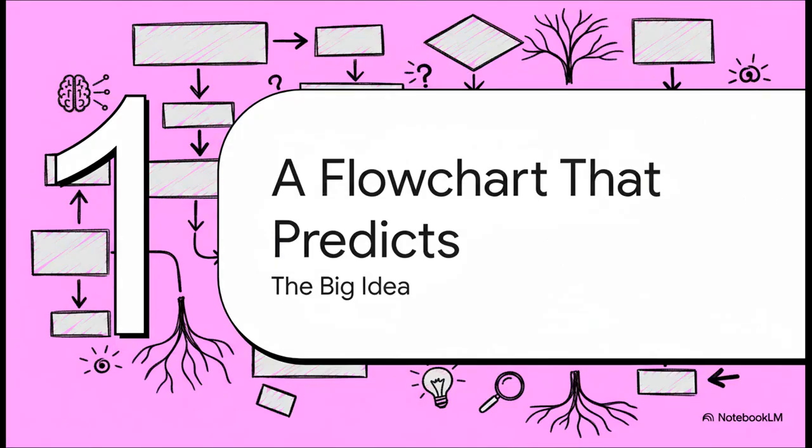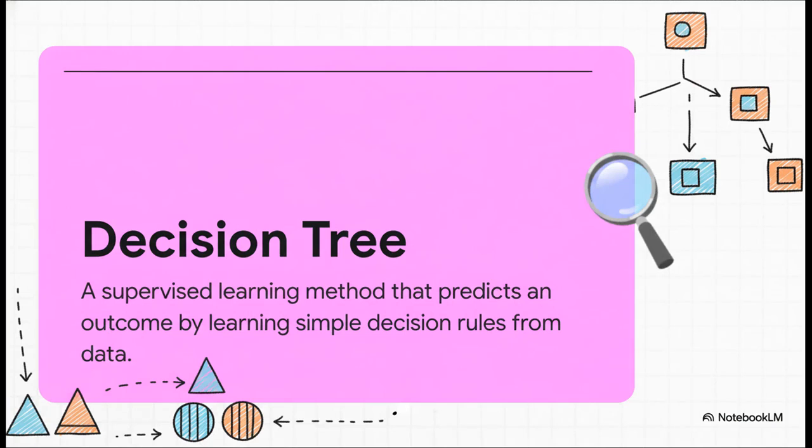So let's get into the big idea here. And honestly, it's surprisingly simple. Just think of a flowchart, the kind you might draw on a whiteboard. Now imagine that flowchart could learn its own rules just by looking at a bunch of data. That's a decision tree.